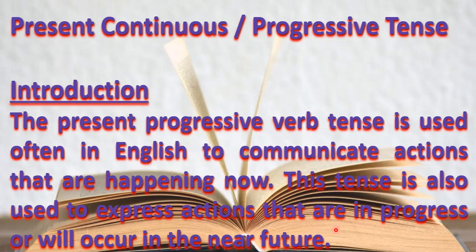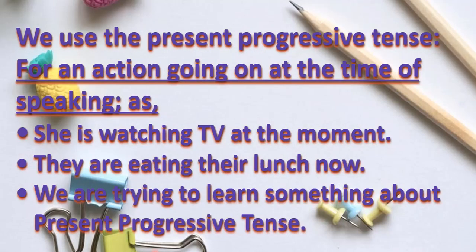Now, in the second phase of the video, I'm going to start the present continuous or progressive tense. So, introduction. The present progressive verb tense is used often in English to communicate actions that are happening now. This tense is also used to express actions that are in progress or will occur in the near future.